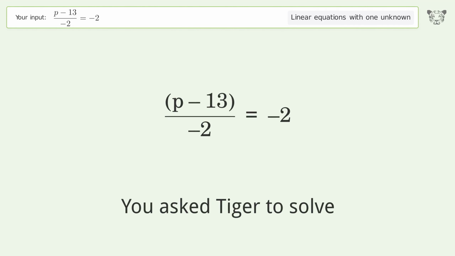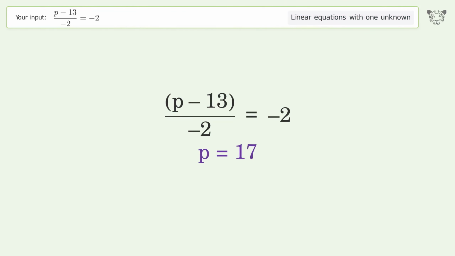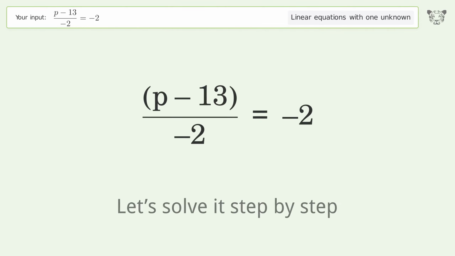You ask Tiger to solve. This deals with linear equations with one unknown. The final result is p equals 17. Let's solve it step by step.